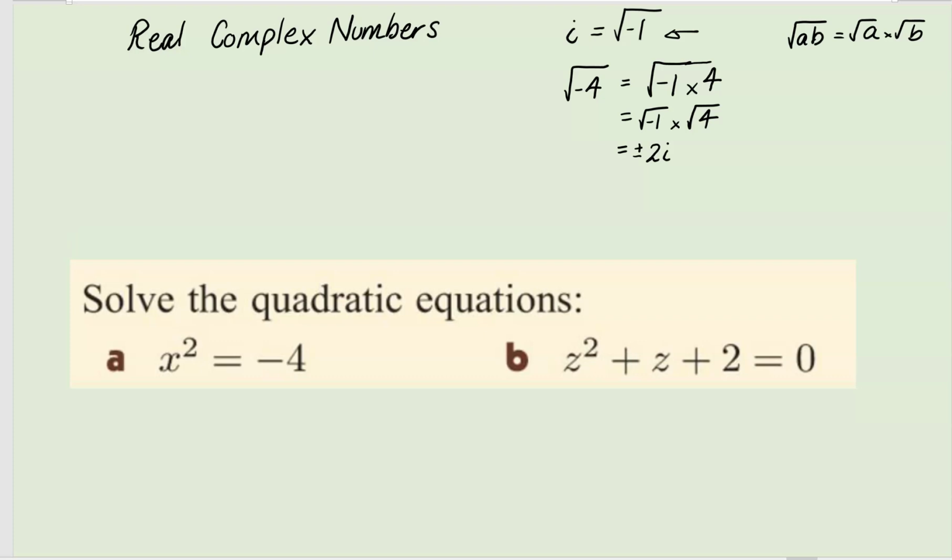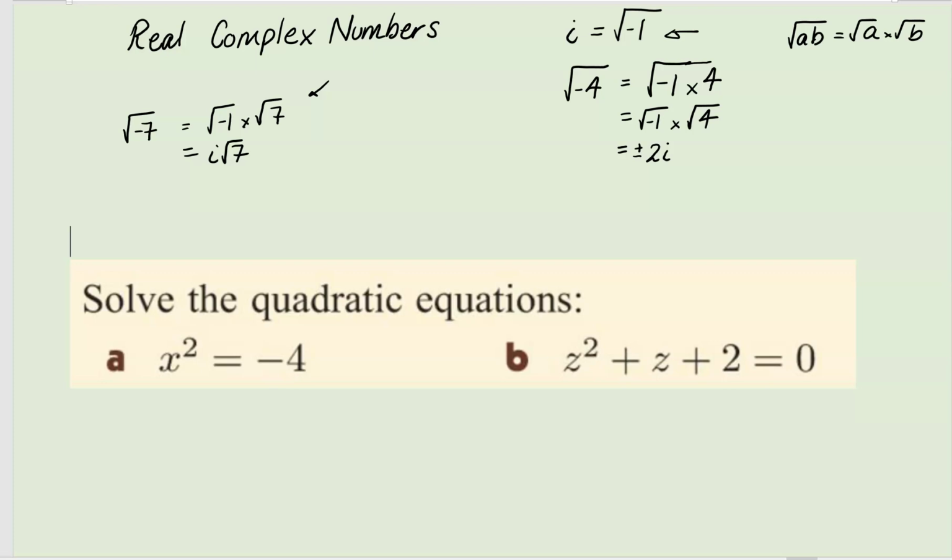It's that simple. If I had the square root of -7, then I can just write that again. That's root -1 times root 7, and you don't do that line anymore, right? You just go, it's i root 7. And of course, you can stick the plus or minus in there if you want to.